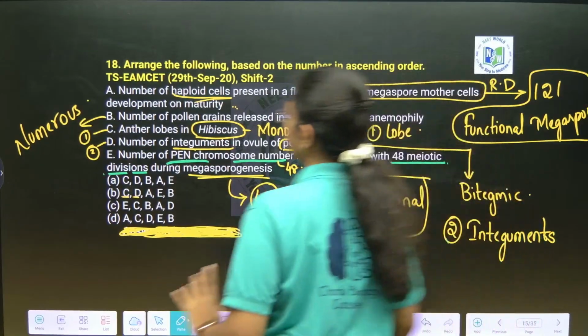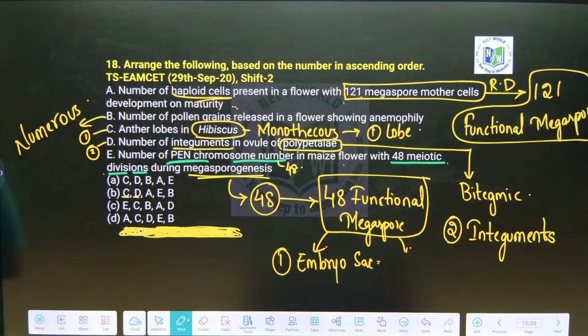Just a second. 2 minutes, ma, work on this question.